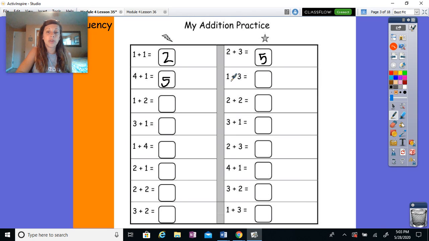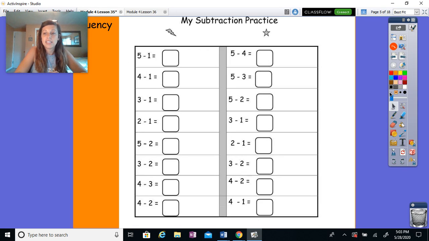Last one we're going to do here. 1 plus 3 equals 1, 2, 3, 4. Great job, friends. Now let's move on and do a little subtraction practice. Here we go. We're going to do the first 4 problems. Now remember that sign in the middle is the minus sign, which means that we're going to take away.